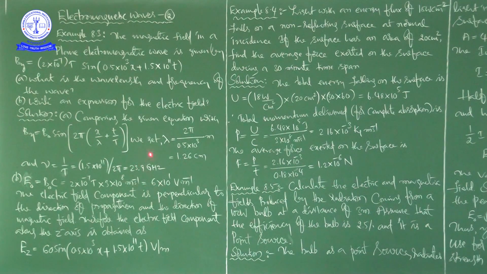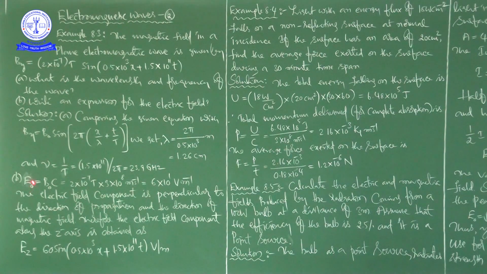So here we calculated wavelength and frequency. See, wavelength we got as 1.26 centimeters. So how did we get the wavelength? Just by comparing the given equation with the known equation. Next, frequency is inverse of time period, no? So 1.5 into 10 to the power of 11 divided by 2 pi, that is equal to 23.9 gigahertz.